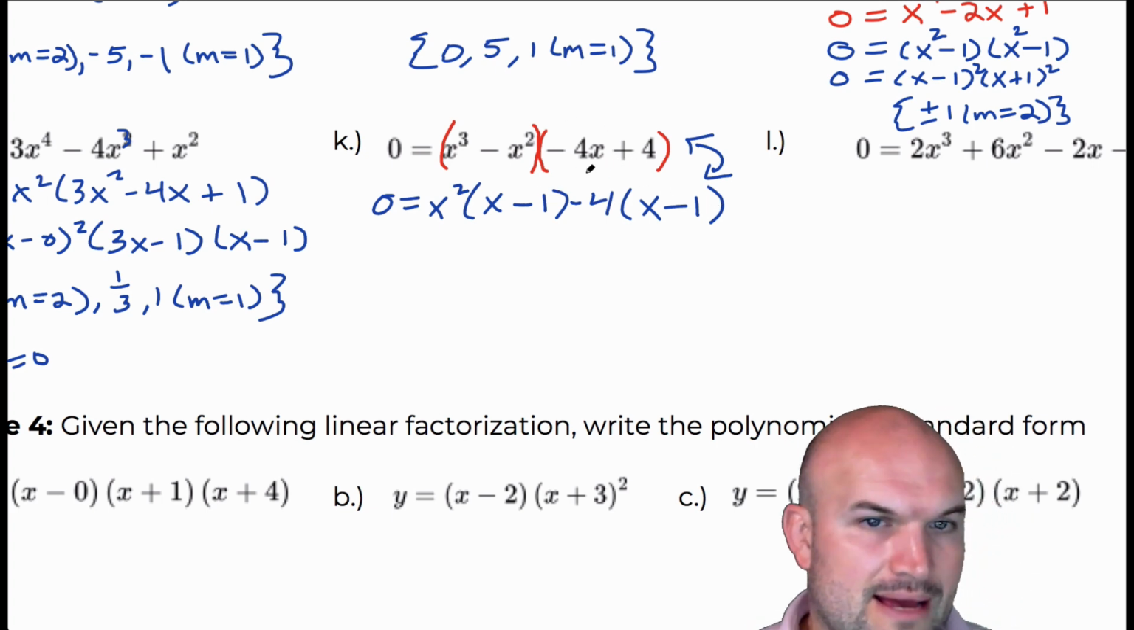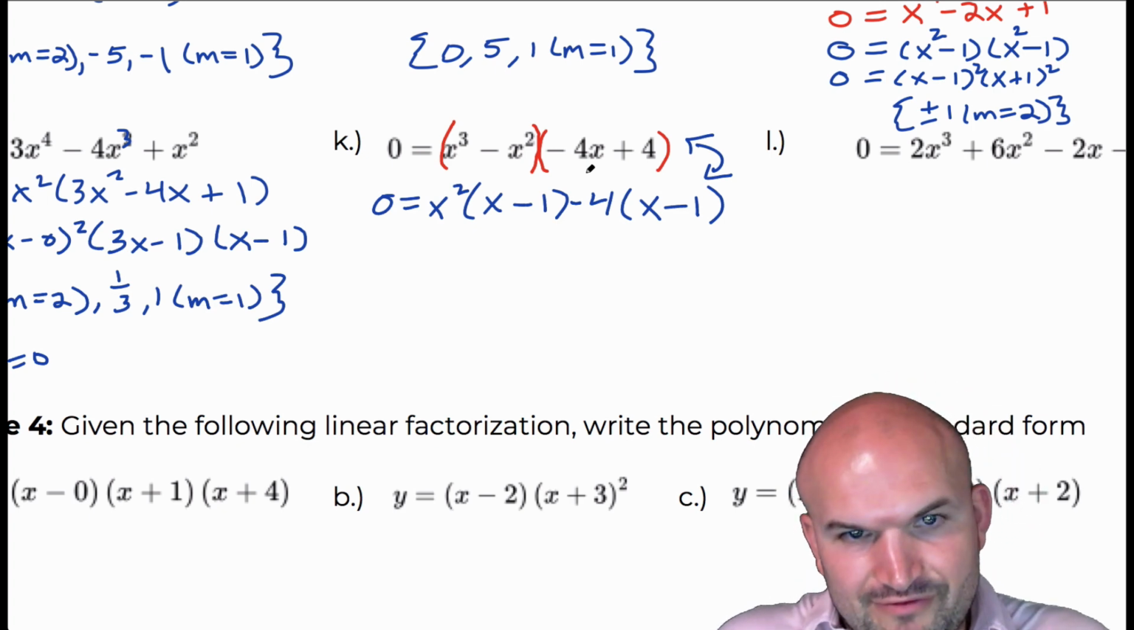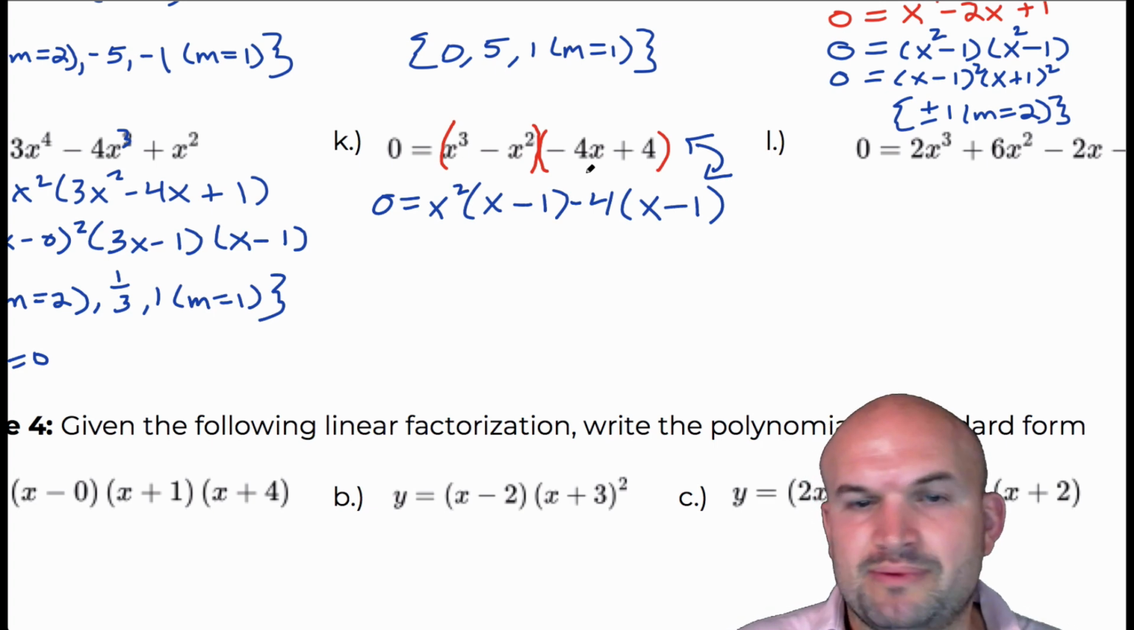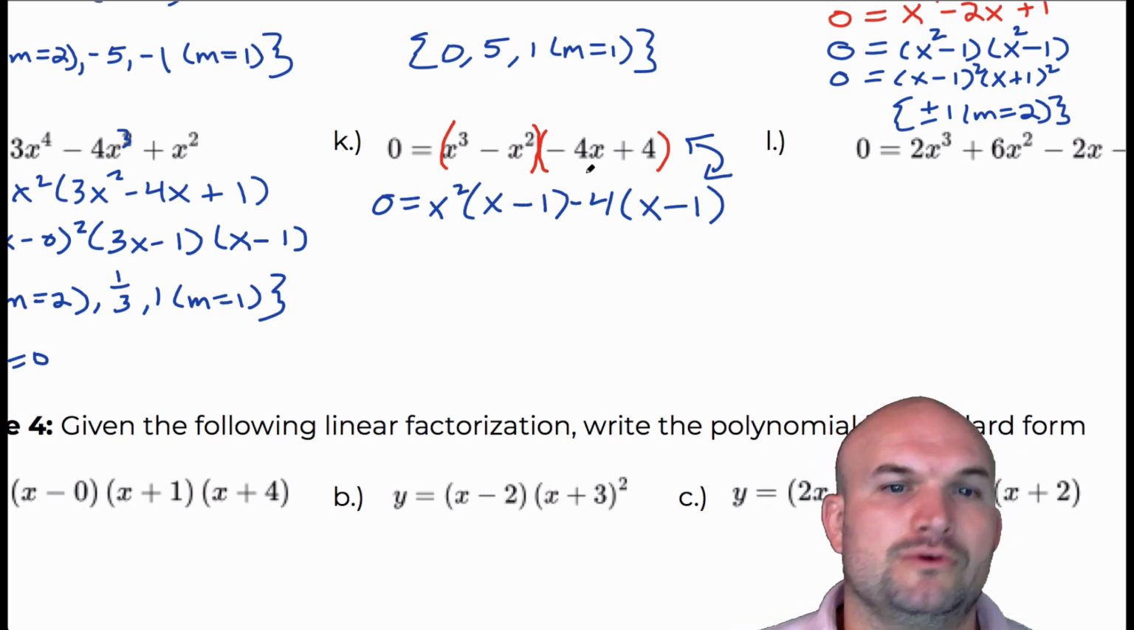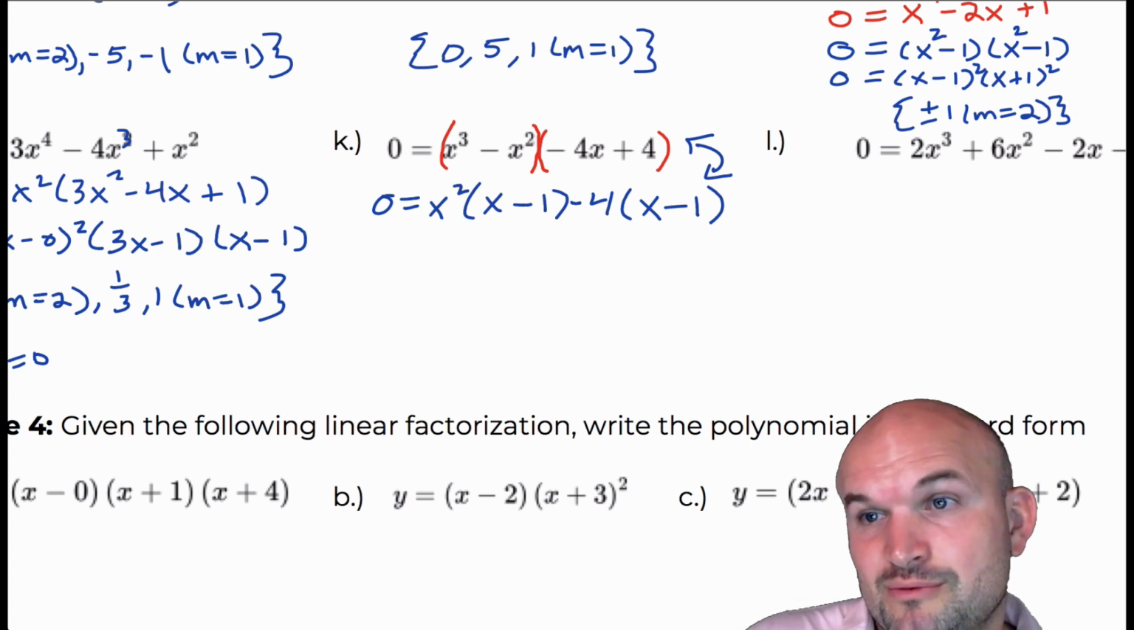So I'm not changing the problem in any way. All I'm doing is selectively grouping and then factoring out. But I have not mathematically changed the value of the equation or the expression in any way. But now what I can do is go a little bit further.